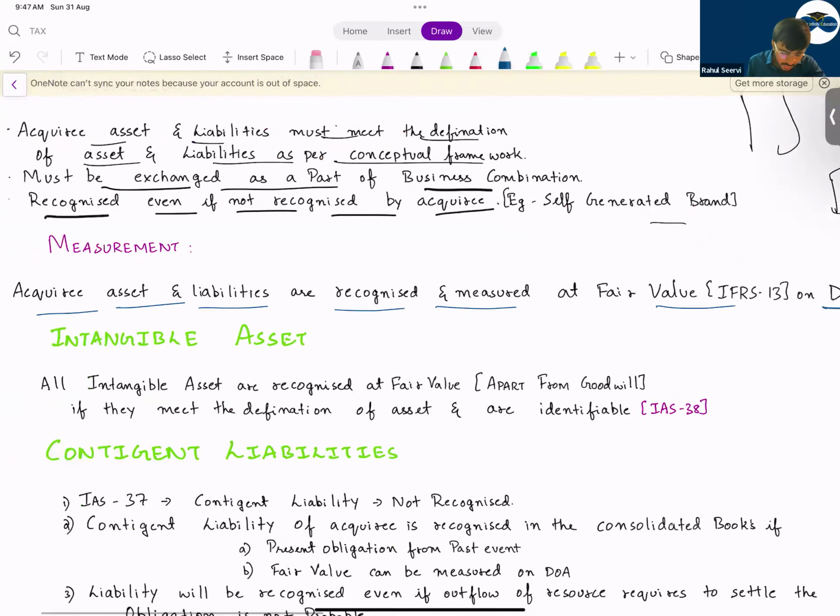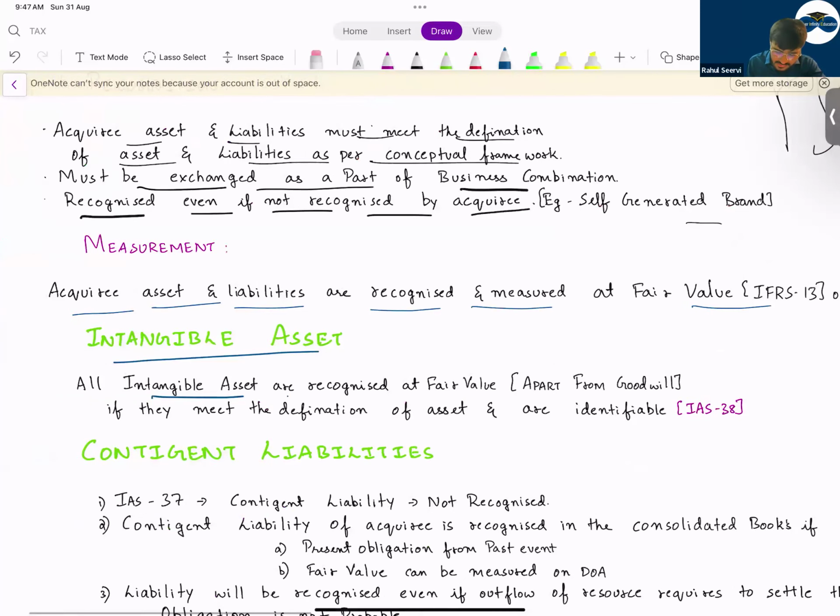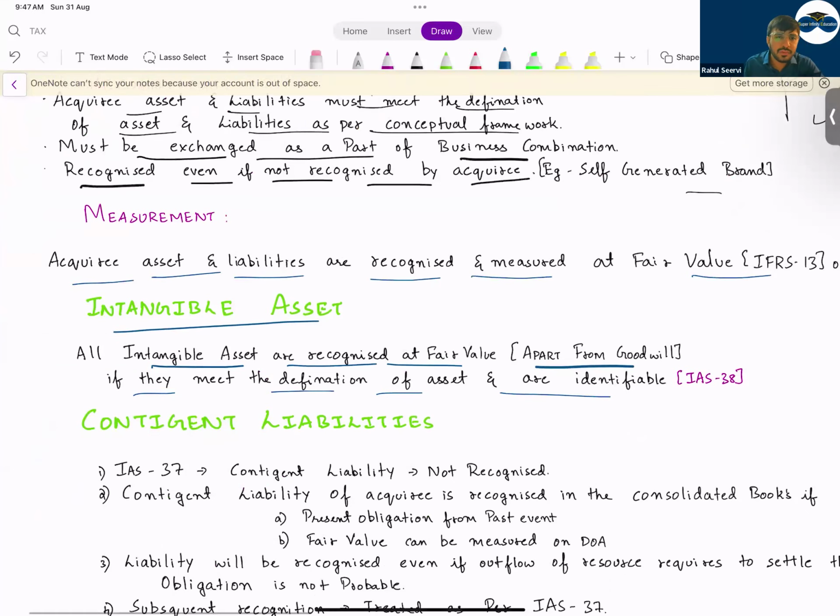Now, intangible assets. All intangible assets are recognized at fair value apart from goodwill if they meet the definition of assets and are identifiable. It should meet the definition. Then only we say it will be recorded.